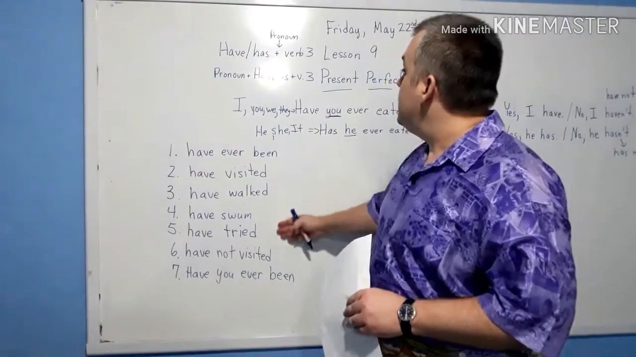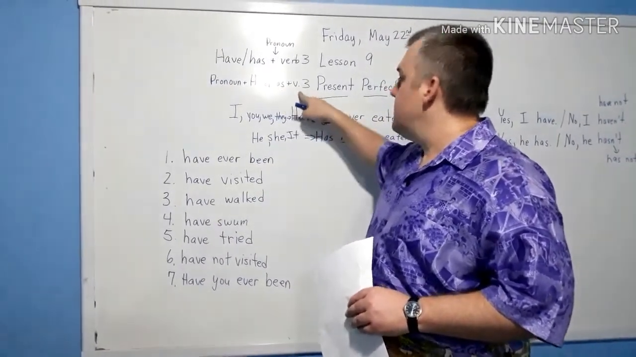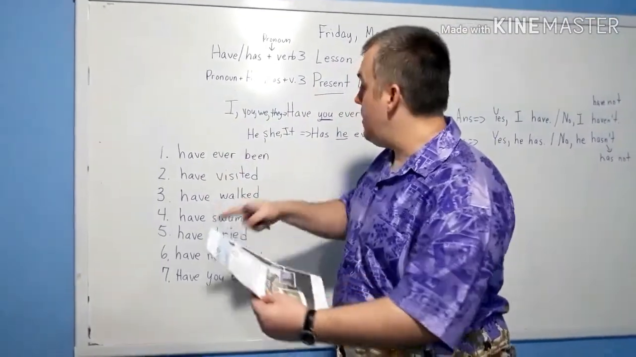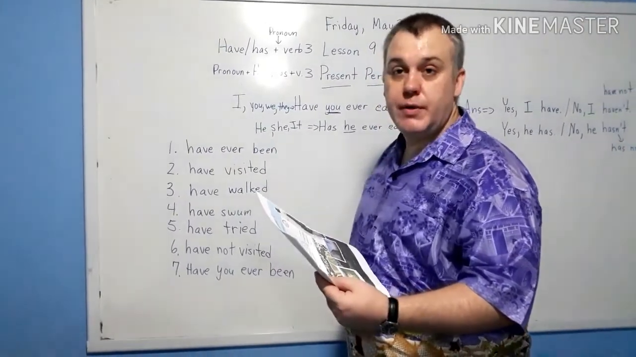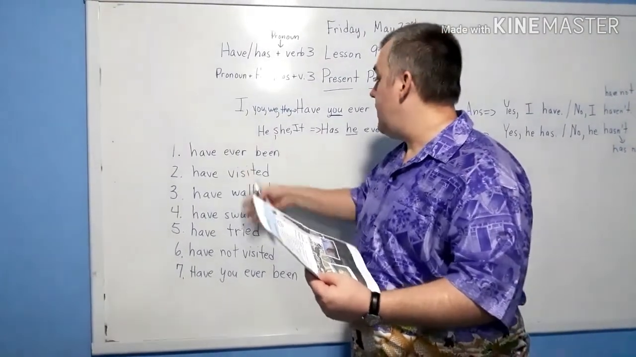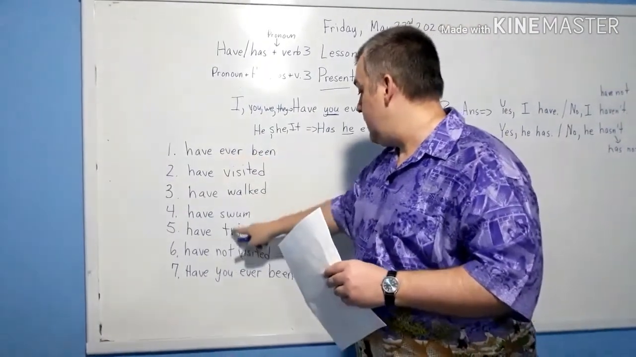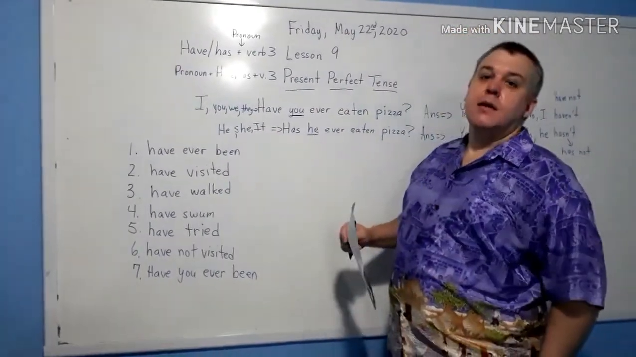Remember, all of these are just using pronoun, have, has, verb 3. They wrote down we, and then we write down verb, have, has, and verb 3. Okay? And whatever other verb they put in there, like ever and not. Okay? You just put that in.